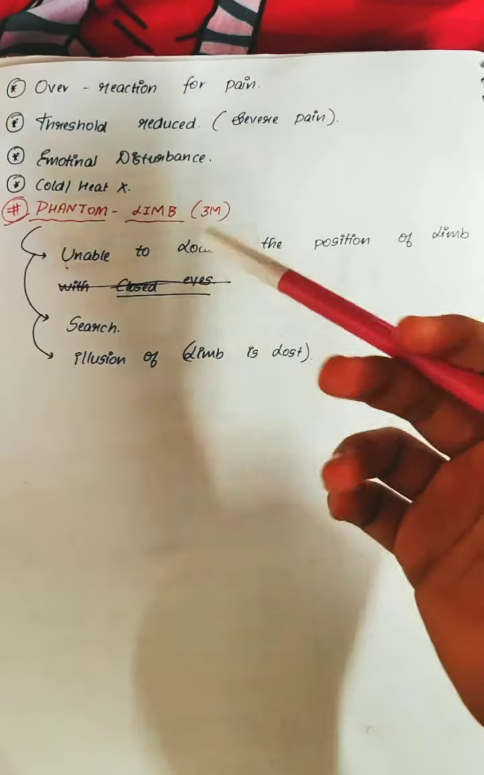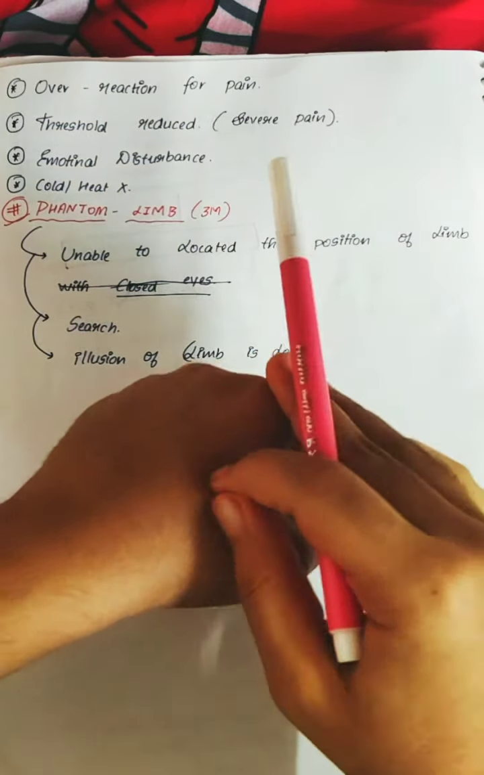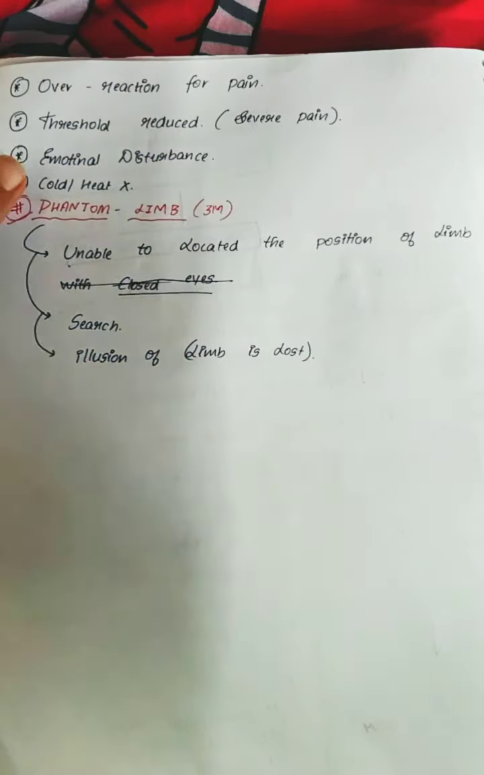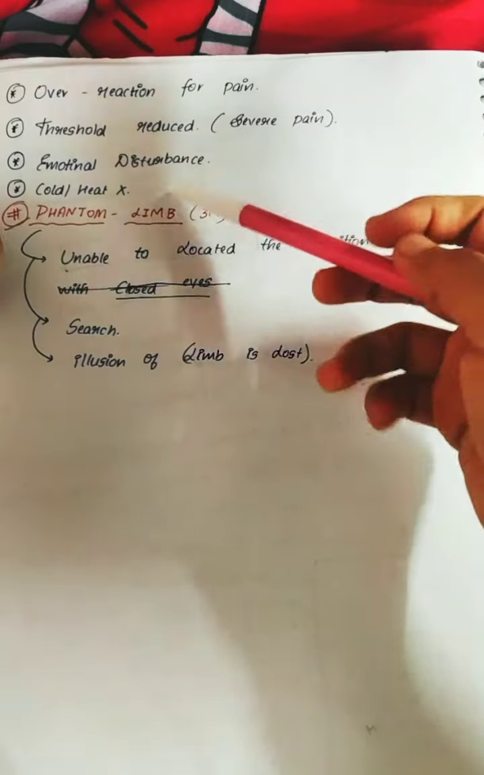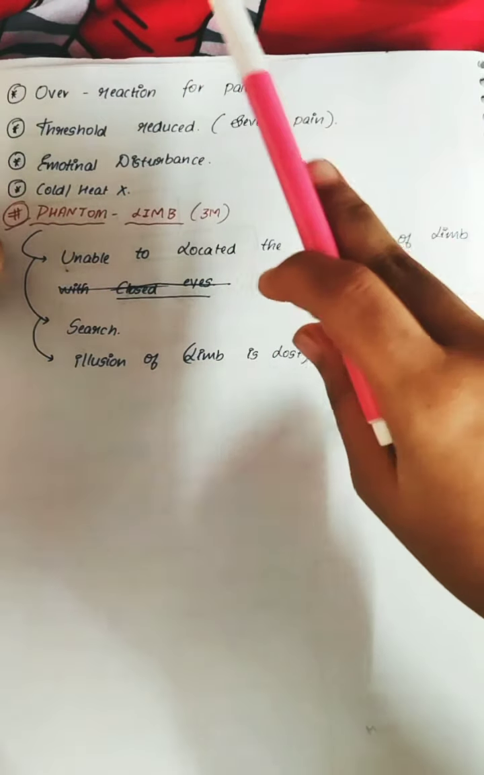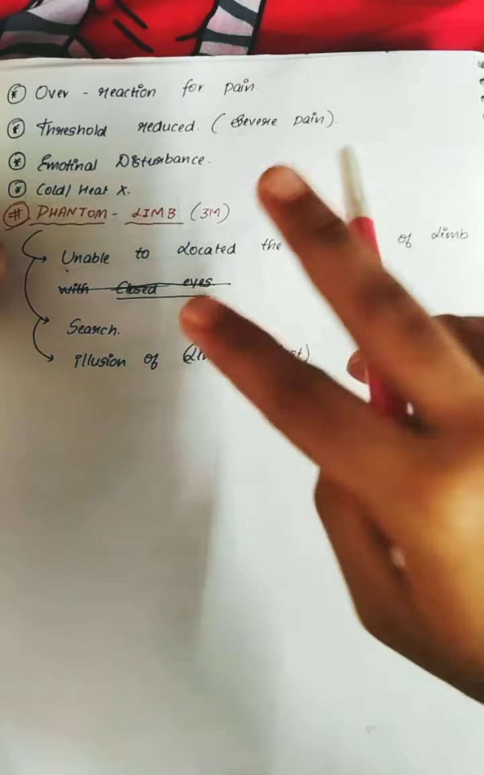So there will be overreaction to pain. If even a small stimulus is given, there will be overreaction to the pain. The threshold will be reduced. The normal bearing threshold will be reduced. Even if you touch a bit, he'll get severe pain. He'll have emotional disturbance, and he won't be able to differentiate between hot and cold temperature. He won't be able to differentiate.